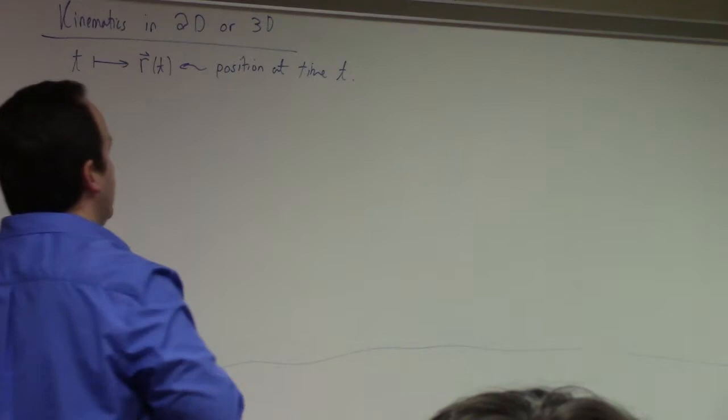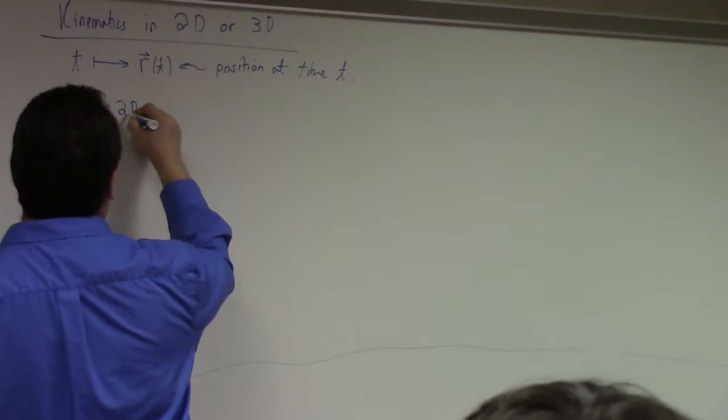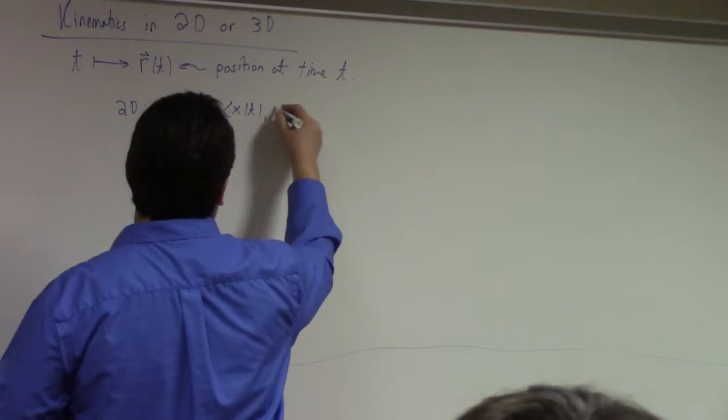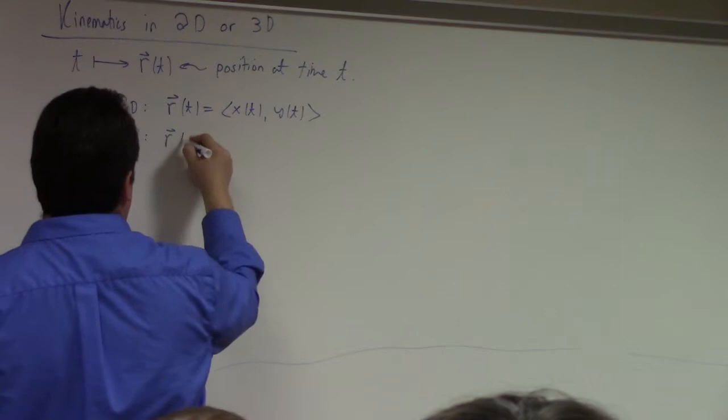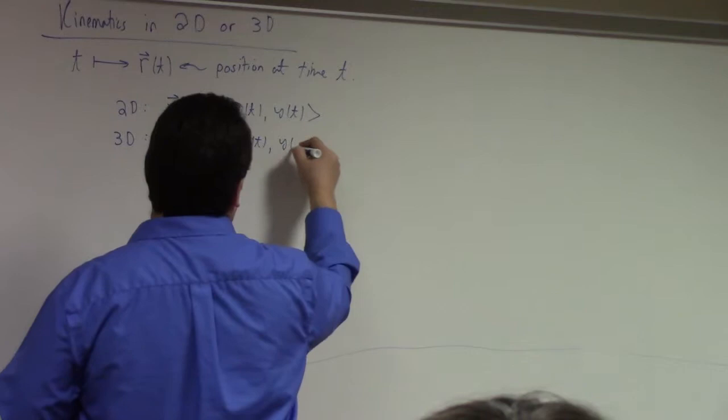All right. Now that assumes some kind of coordinate system. We'll talk more about that later, but for two dimensions, what do you got? For 2D, we have r of t is what? x of t and y of t, right? And for 3D, our typical Cartesian coordinate description would be r of t, the position at time t, is x of t, y of t, z of t.